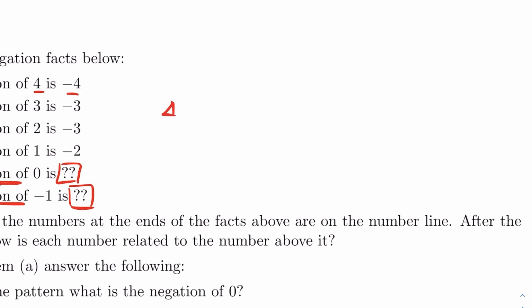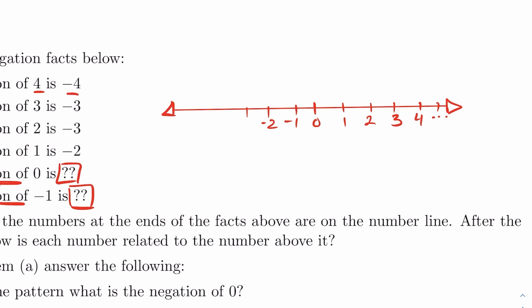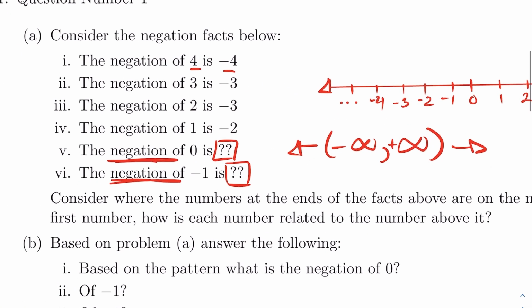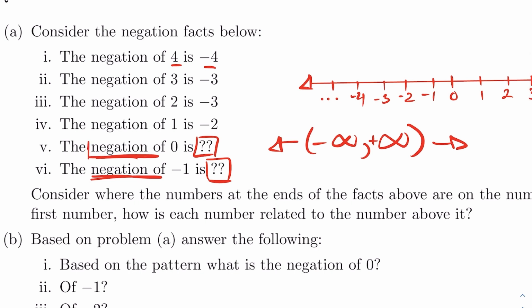So if we go ahead and draw our number line really quickly, we have 0, 1, 2, 3, 4, ... We have negative 1, negative 2, negative 3, negative 4, and ... right? Reminding you that these ellipses mean that it goes on from negative infinity to positive infinity. So it goes from negative infinity to positive infinity, right? We can write our positive there. So it's asking, what is the negation? So the negation, as we can see here, means the opposite.